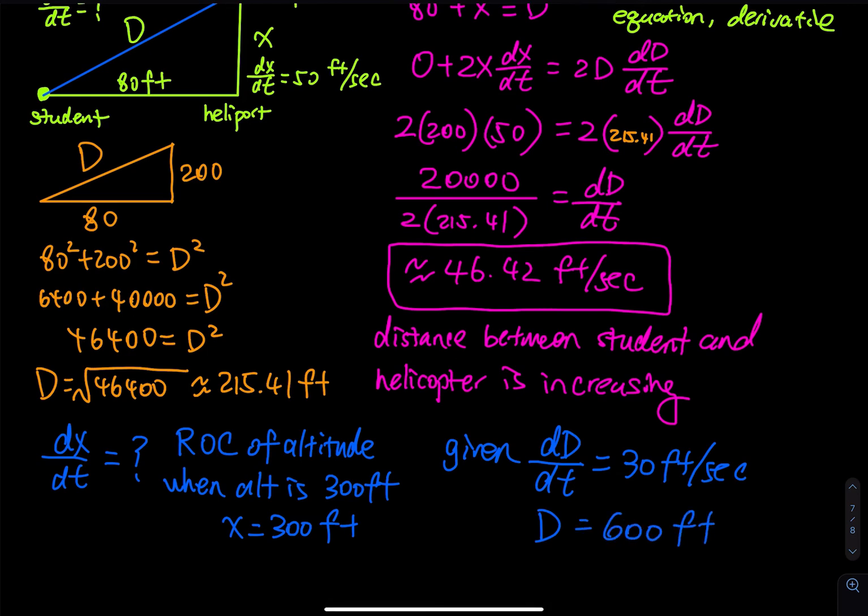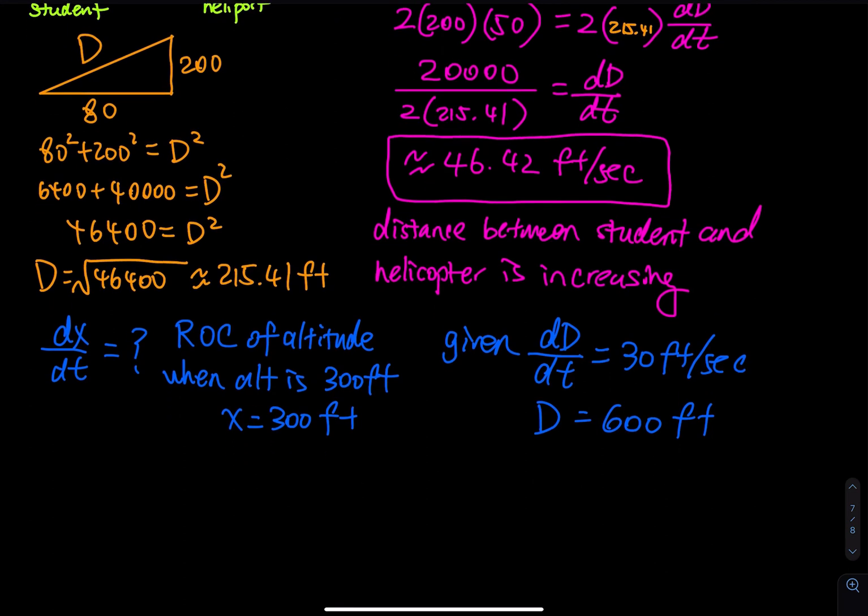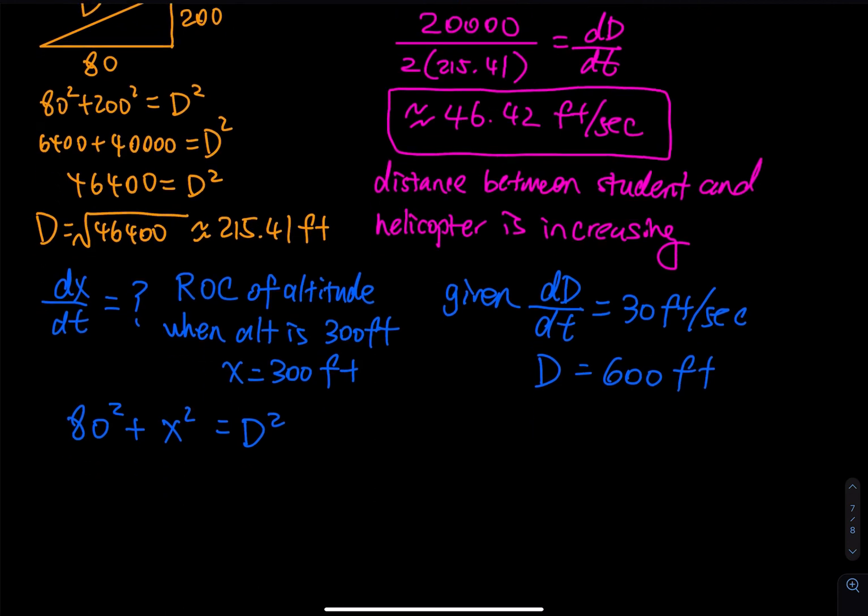How's that? So first of all, you write the equation, right? So that is 80 squared plus x squared equals d squared. Pythagorean Theorem. We don't need to change the 80 because the distance between the student and the heliport is not changing. And then we use implicit differentiation. So 0 plus 2x times dx/dt equals 2D times dD/dt.